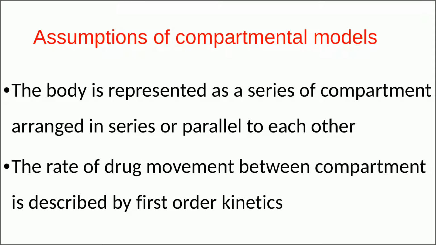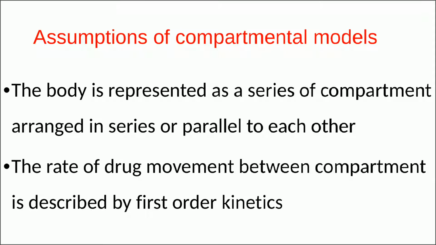Now let us see assumption of compartment models. The body is represented as a series of compartments arranged in series or parallel to each other. So these are assumptions, right? In reality there is no clear cut system like the compartment models. For example, you cannot see a particular compartment in the body, but we have to assume that certain tissues and organs are behaving in such a manner that combinedly they are making a single compartment.